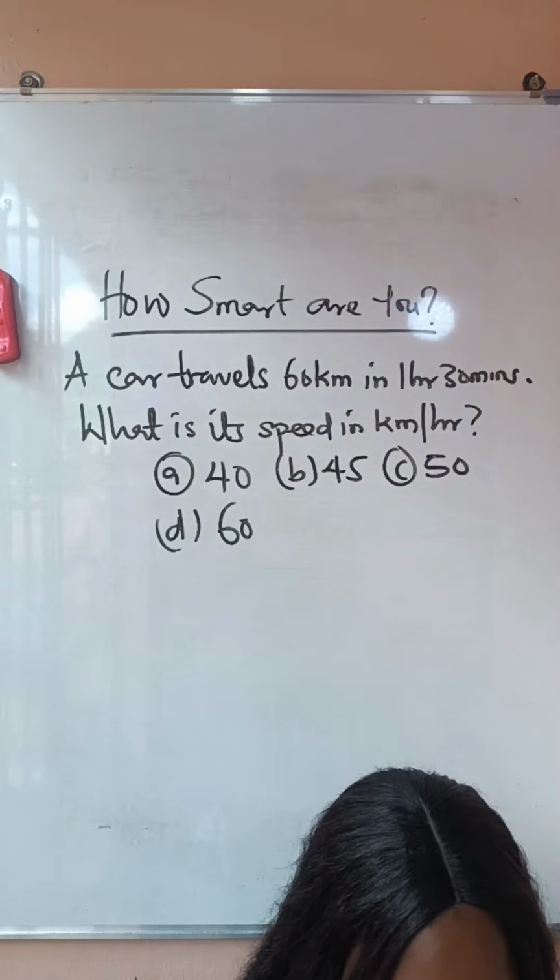So the question once again says, a car travels 60 kilometers in 1 hour 30 minutes. What is its speed in kilometer per hour?